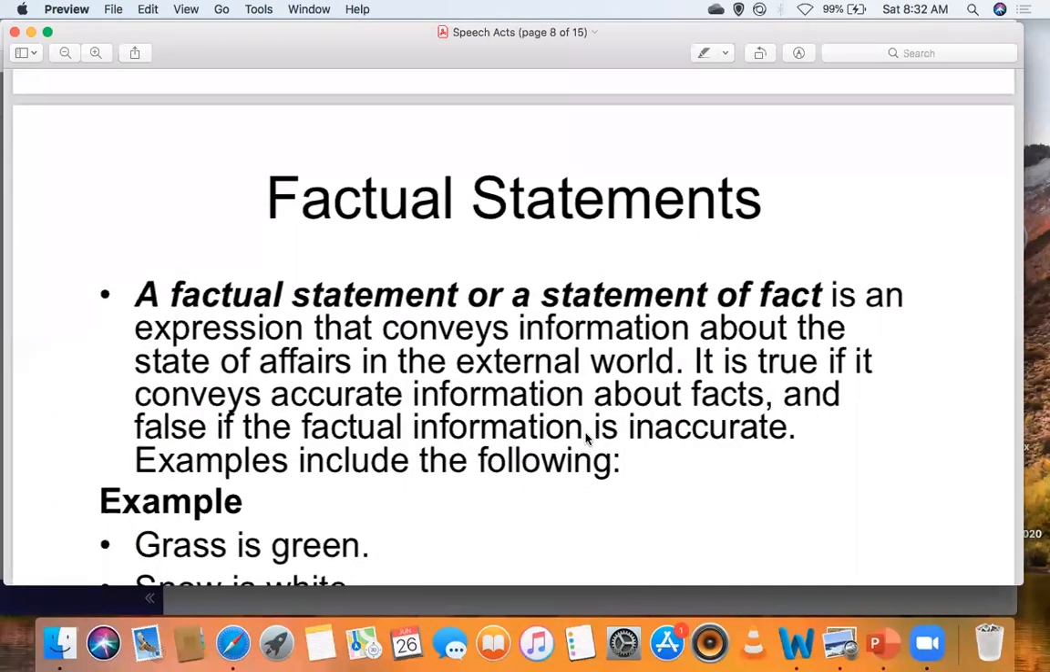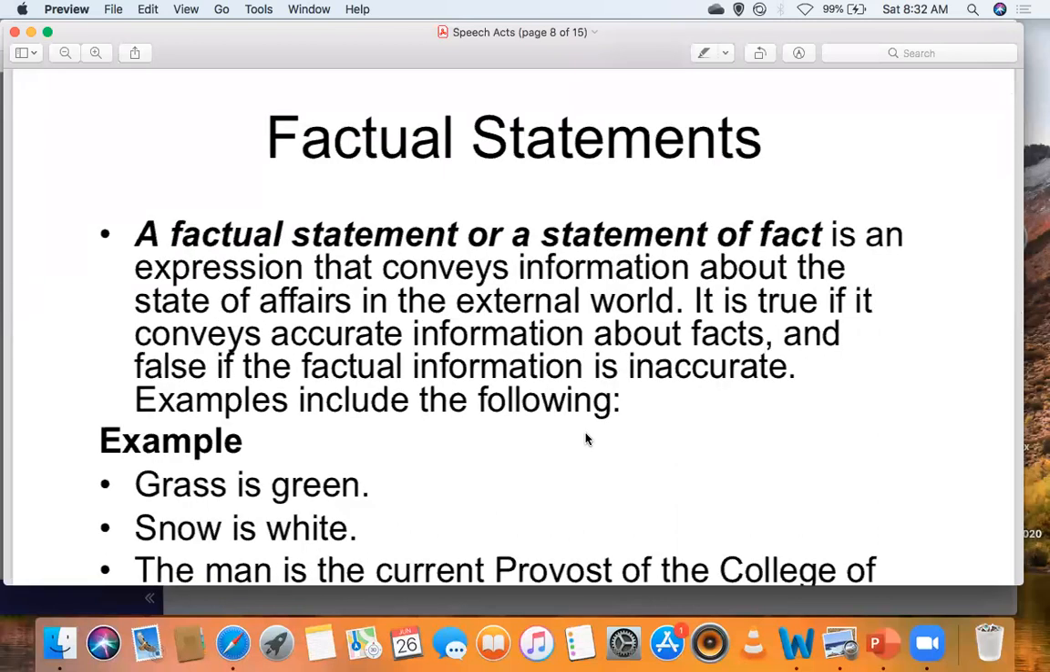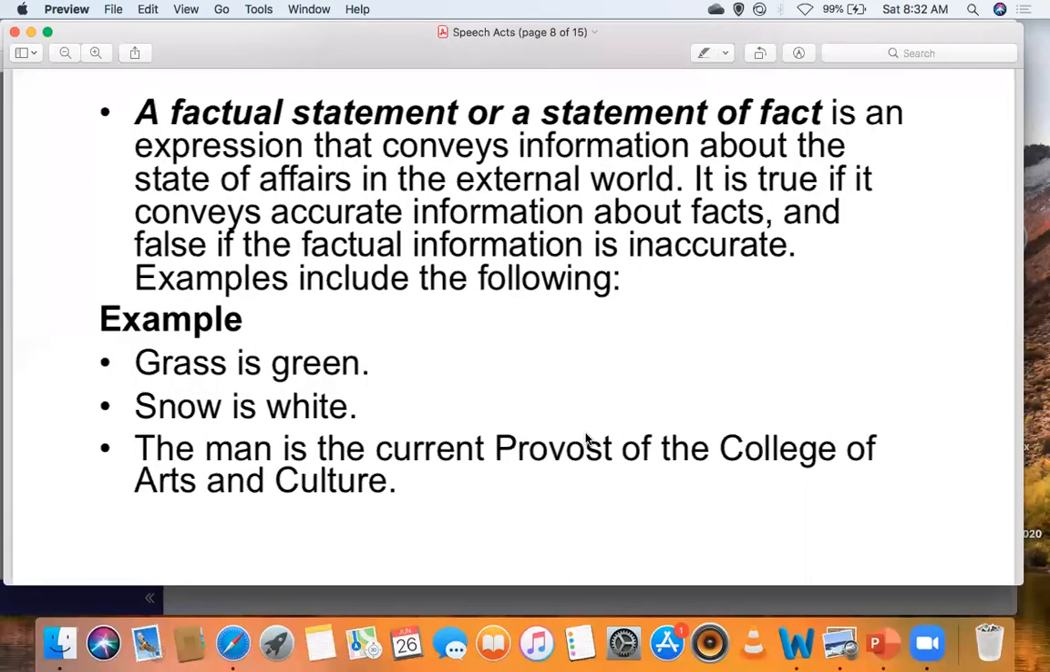A factual statement, or a statement of fact, is an expression that conveys information about the state of affairs in the external world. So a factual statement is about facts out there. It is true if it conveys accurate information about facts, and false if the factual information is inaccurate. Examples of factual statements: grass is green, snow is white, that man is the current provost of the College of Arts and Culture.